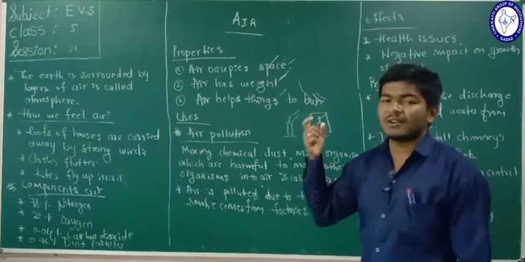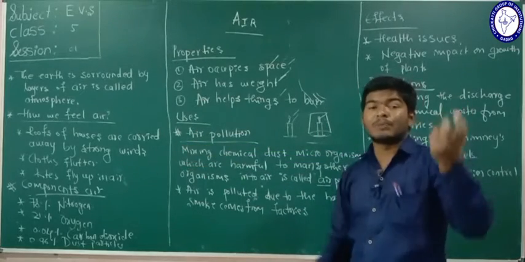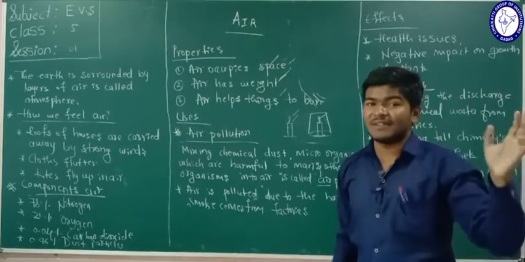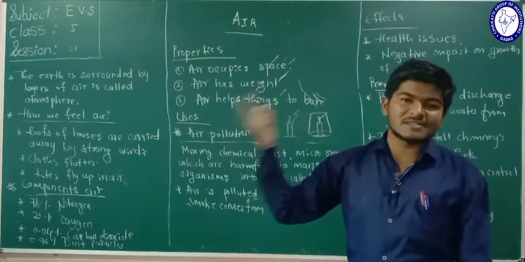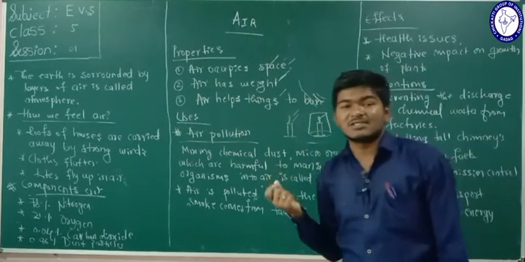The plants utilize the carbon dioxide and the air to prepare the food in the presence of sunlight, and that process is known as photosynthesis. Therefore the air is a very essential element here.